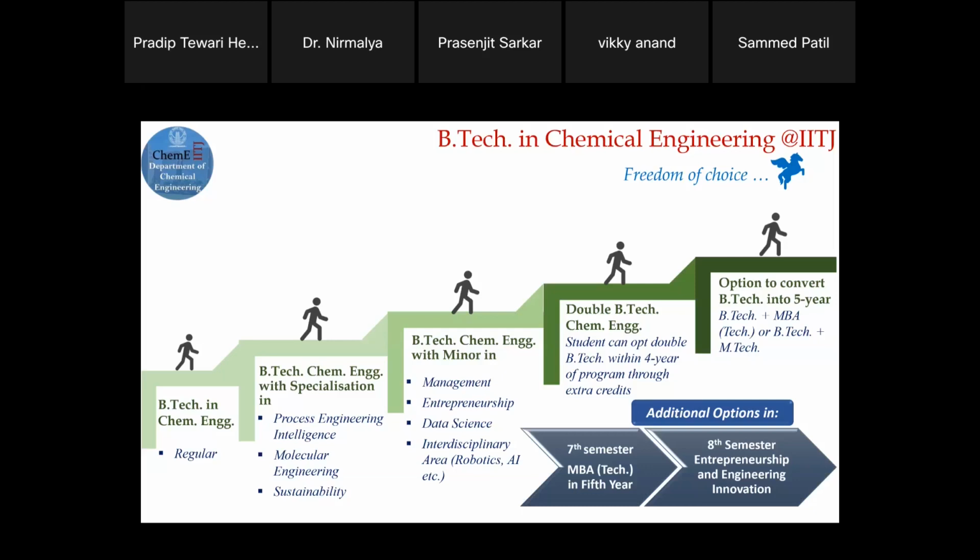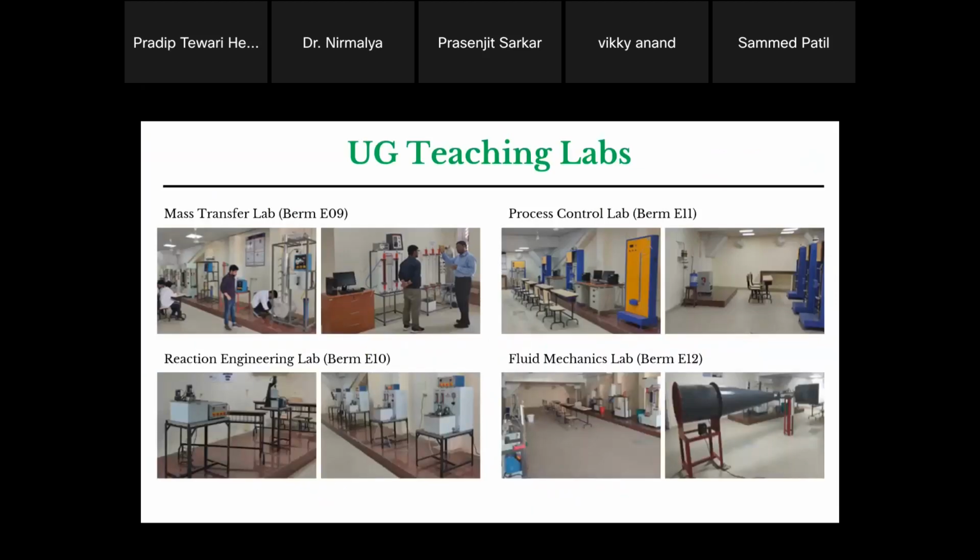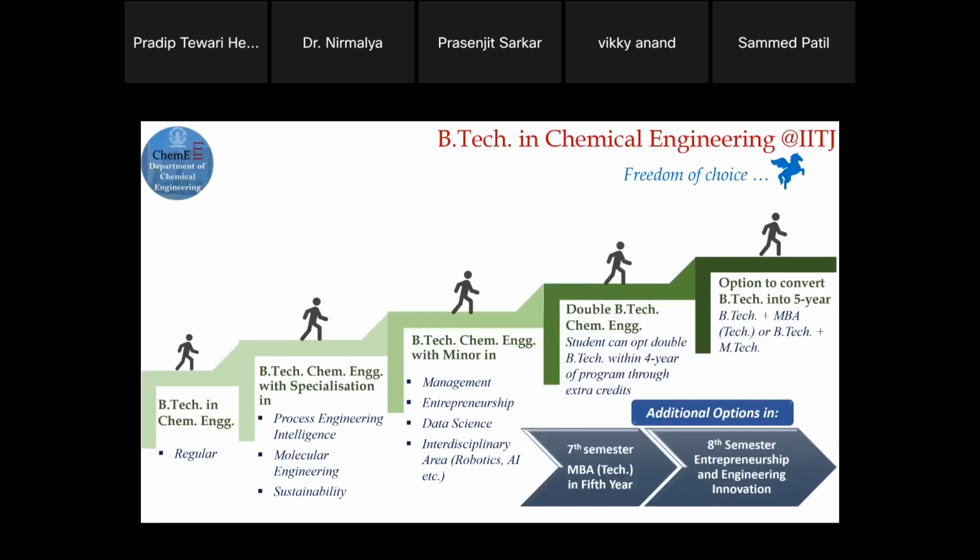So, as my colleague has already said, the BTech in chemical engineering allows you to explore various domains, and you have the flexibility to do a specialization in various topics that you might be interested in, to look at various sectors of chemical engineering, whether it is process engineering intelligence, or molecular engineering, or sustainability. You can also do minors, such as a minor in management, or entrepreneurship, or data science, or in robotics, or AI, and other interdisciplinary areas as well.